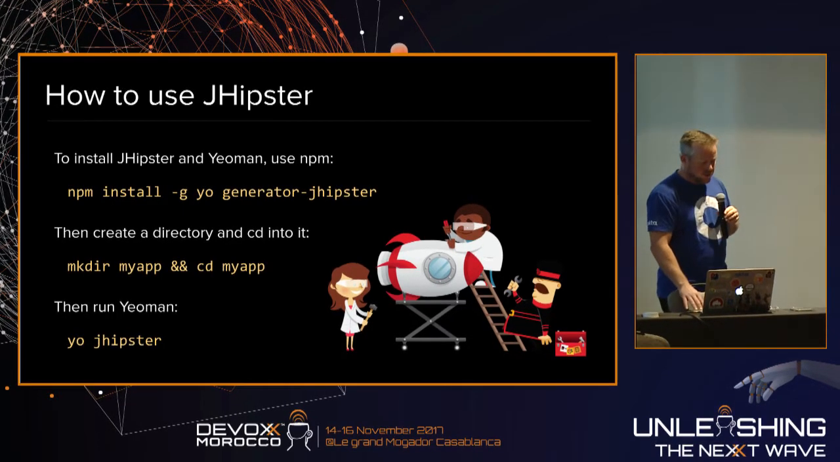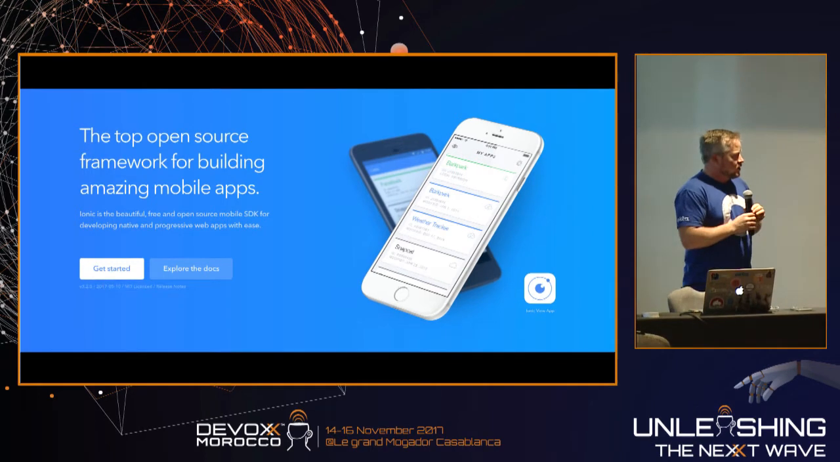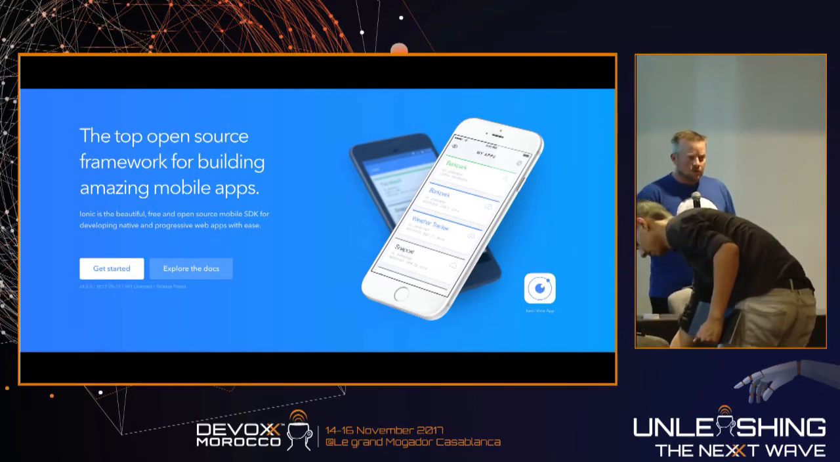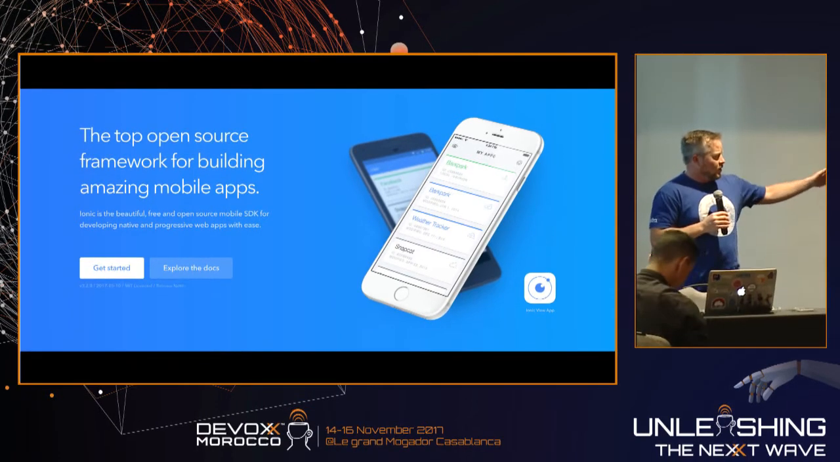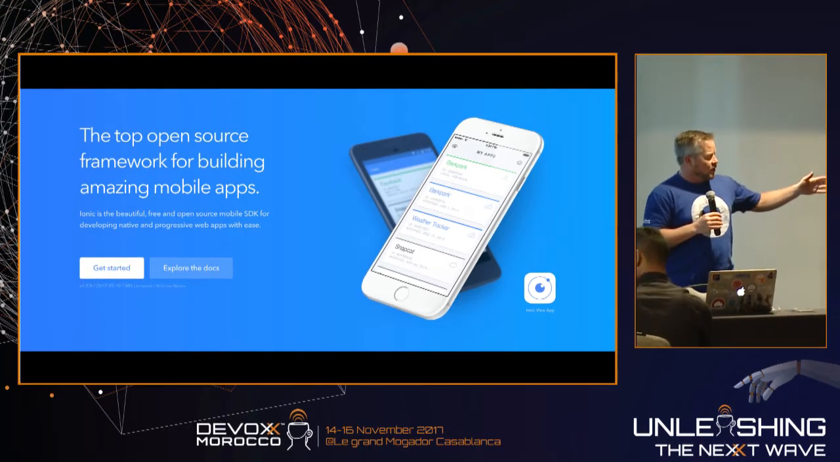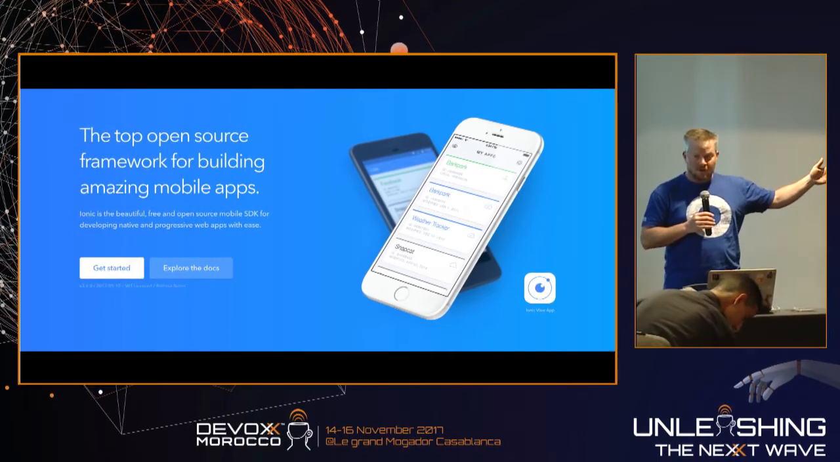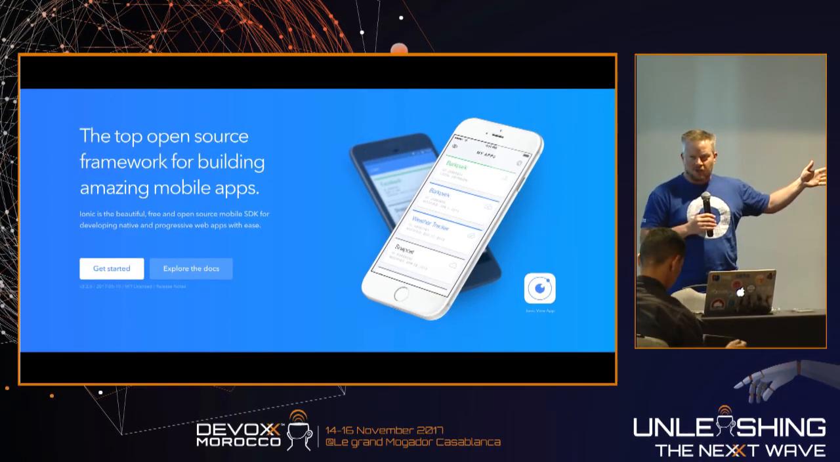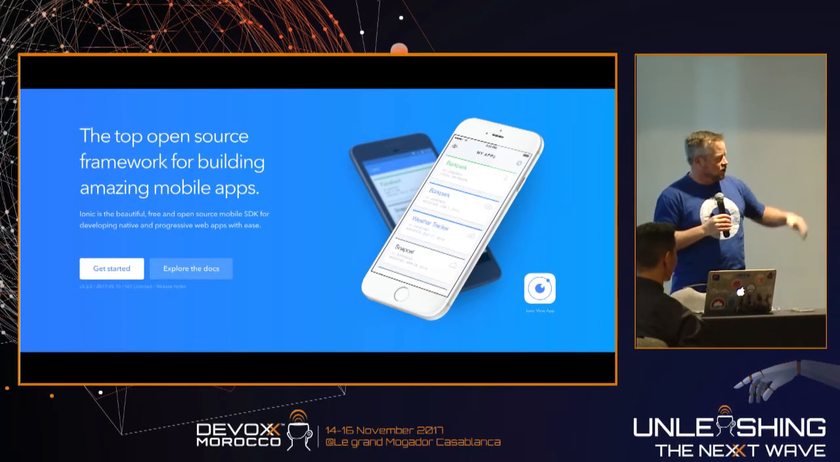To use JHipster, you basically install it using npm install. So you'll have to install Node first, and you'll need Java 8. Those are the only 2 requirements to get started. You do npm install -g because it's a global library, and then yo is for Yeoman, and I just think it's a great command name because you basically say yo, create me an app, right? That's kind of fun. So yo, and then it's generator-jhipster.